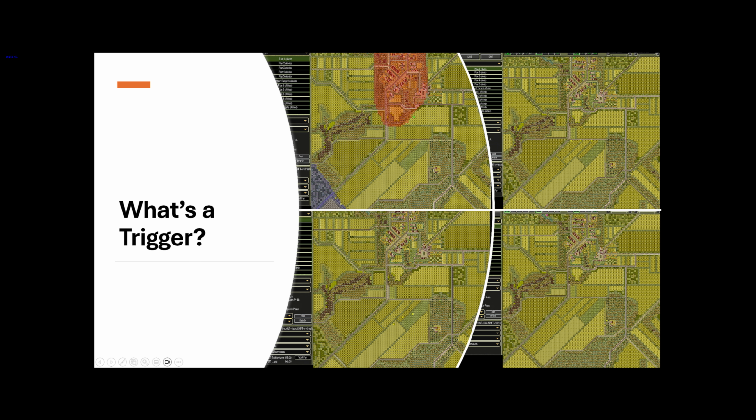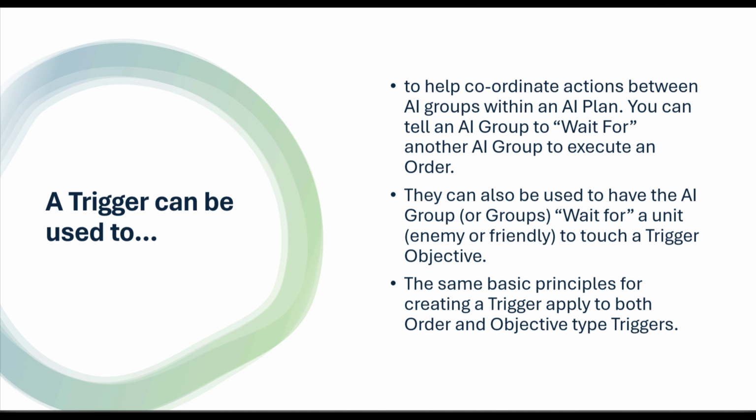What's a trigger? The same basic principles for creating a trigger apply to both order and objective type triggers. A trigger can be used to help coordinate actions between AI groups within an AI plan. You can tell an AI group to wait for another AI group to execute an order. They can also be used to have the AI group or groups wait for a unit, enemy or friendly, to touch a trigger objective.